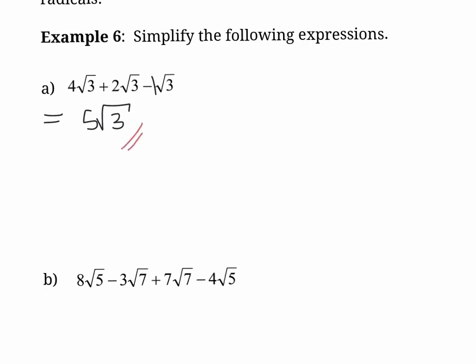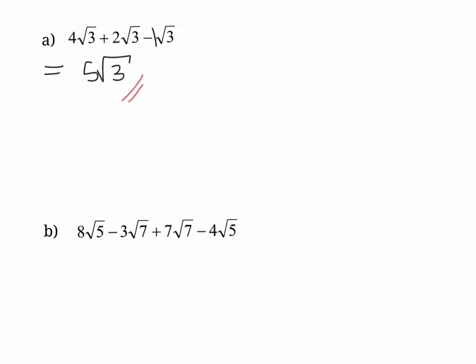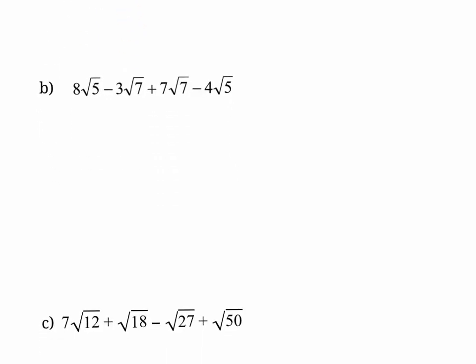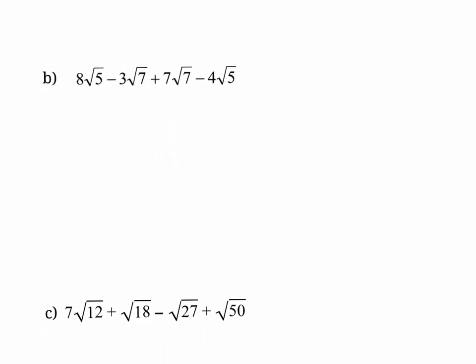Let's make it slightly harder now. Let's try this guy. What can we add together here? First of all, check and make sure these roots are all simplified. 5, no perfect squares in 5. 7, no perfect squares in 7. So let's take a look. Are there any ones we can just add and subtract together?